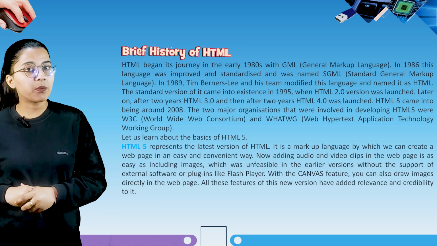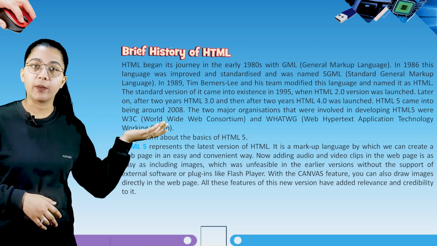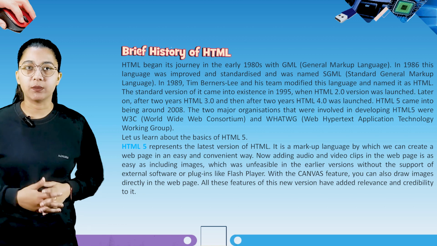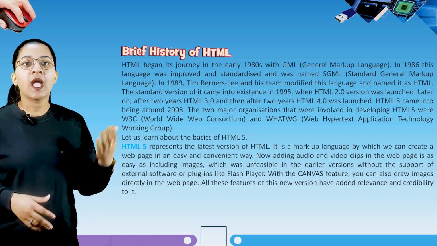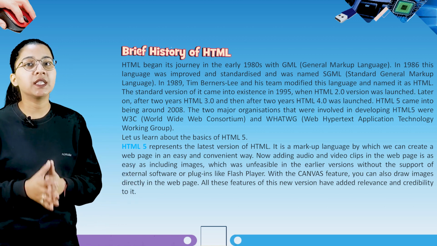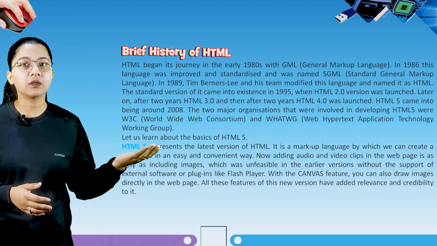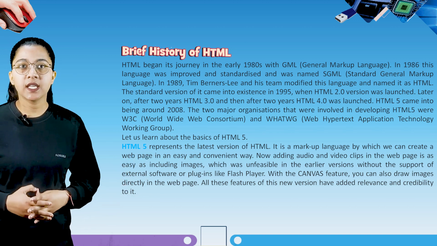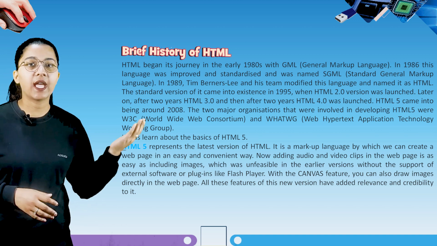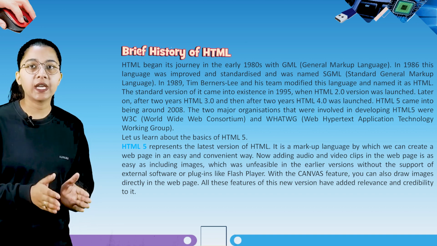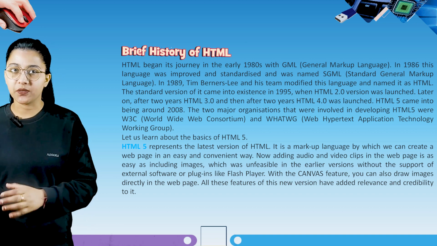Now our next topic is brief history of HTML. In this topic we are going to learn the brief history of HTML. So let's read with me. HTML begins its journey in the early 1980s with GML, that is General Markup Language. In 1986, this language was improved and standardized and was named SGML, that is Standard General Markup Language.